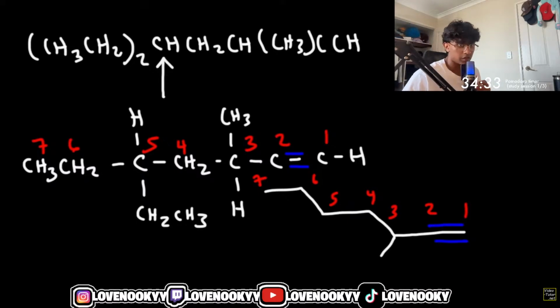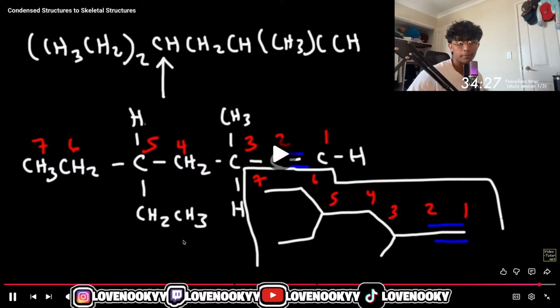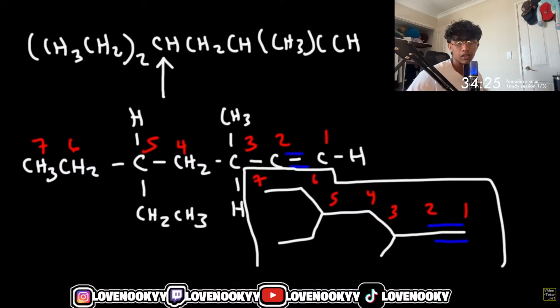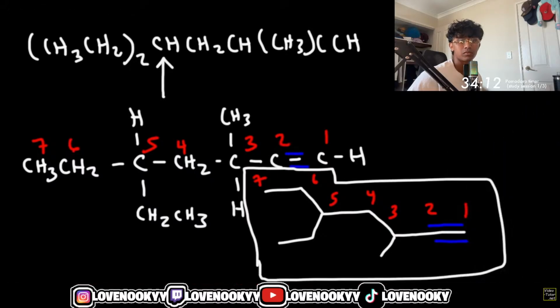And carbon 5. Alright, is this better? Like this. So this is going to be the other one. So right here. So this is going to be carbon 4, carbon 5, carbon 6, carbon 7. You got a methyl group on 3 and an ethyl on 5.